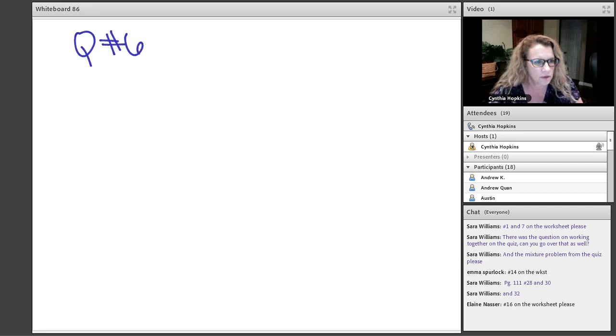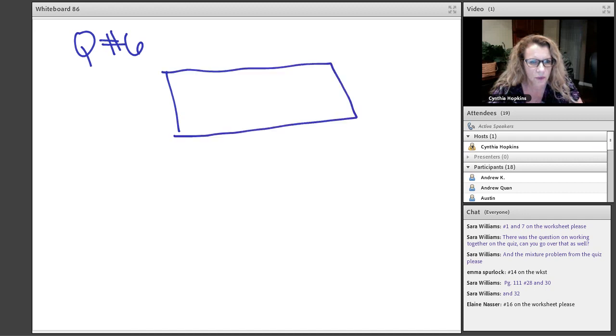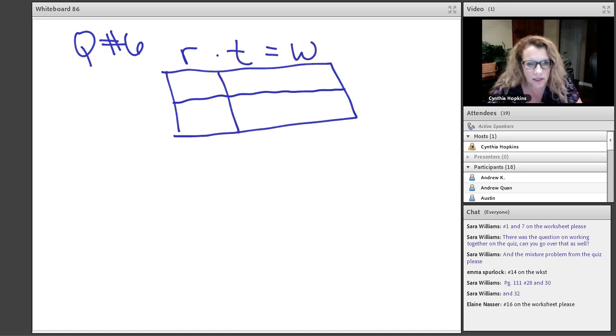Quiz number 6. All right, it says if Emily and Susan work together, as soon as you know it's a work problem, I would make a chart. I would write up at the top, rate times time equals work. And that's so easy to remember because rate times time also equals distance. That's pretty easy. And then I'm going to put time alone on the outside. Okay, this problem involves Emily and Susan, so I'm going to label that with an E and an S.